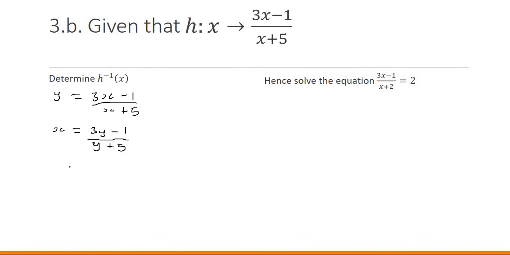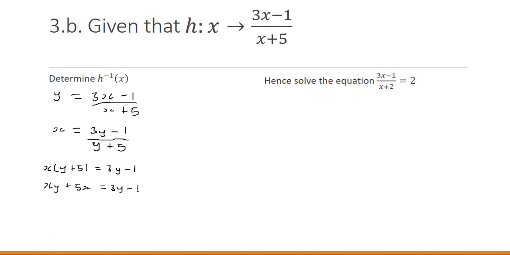So I'm just going to show it on the left. So on the left, I would have x times y plus 5 is going to equal the numerator here, which is just 3y minus 1, right? Now I need to distribute this x to each term inside of the bracket. So x times y, that's going to give me xy. And x times 5, that's going to give me 5x. Equal to 3y minus 1.